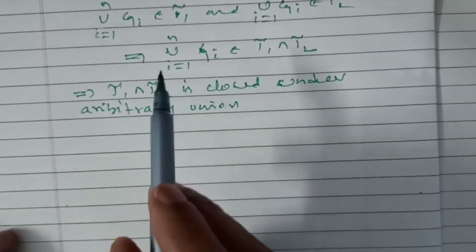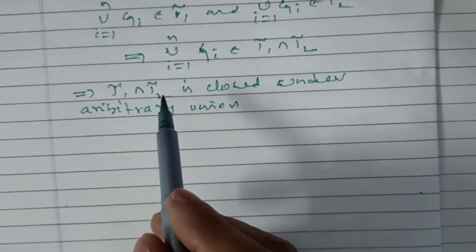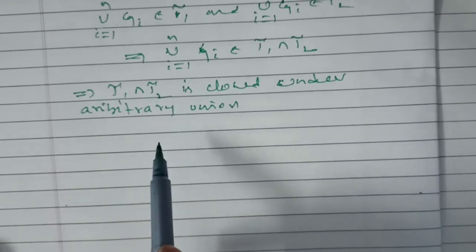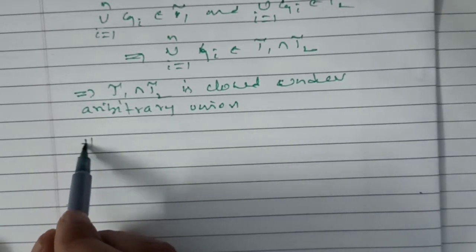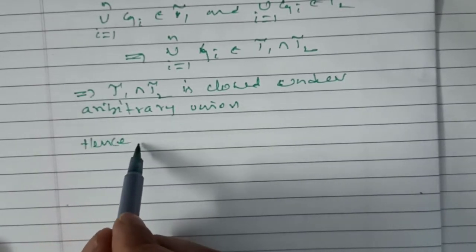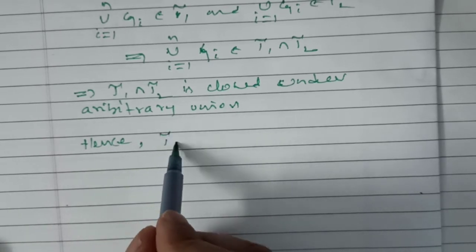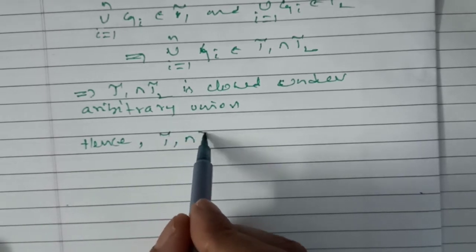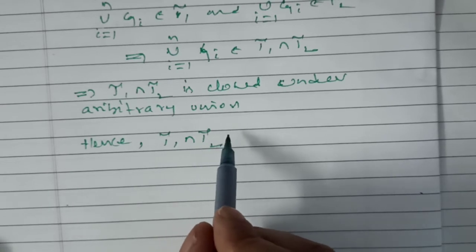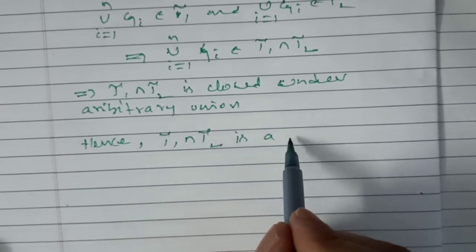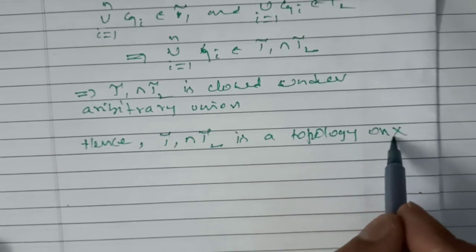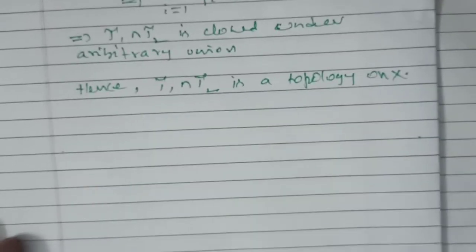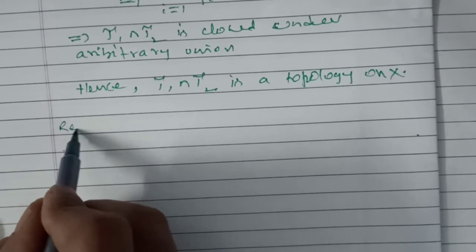So whatever i is equal to 1 to n, or we may take more also, whose union must belong to τ1 intersection τ2. Hence all the four conditions are satisfied. Hence τ1 intersection τ2 is a topology on X. Next, result 2.